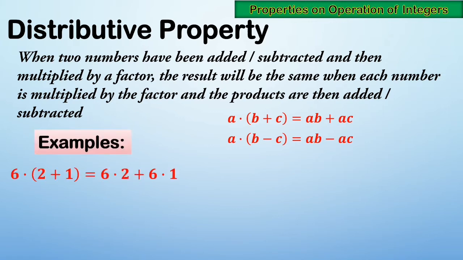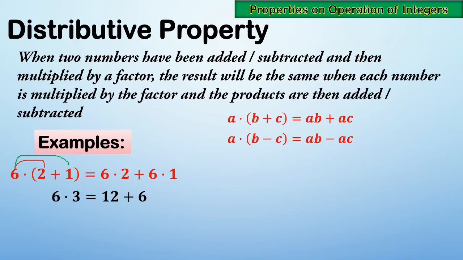Okay. Example, 6 times (2 plus 1) is equal to 6 times 2 plus 6 times 1. Observe, si 6 minultiply kang 2, then si 6 minultiply kang 1. Kaya nangyayari, 6 times 2, una, followed by 6 times 1. Okay, that is distributive. I-distribute mo. Okay?